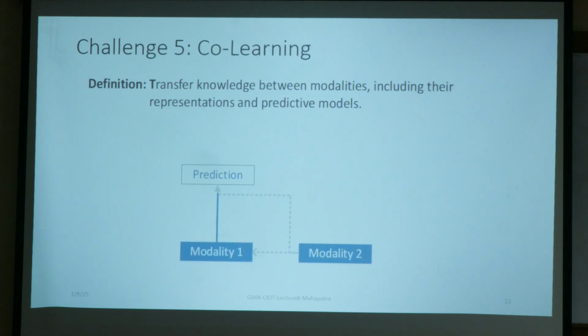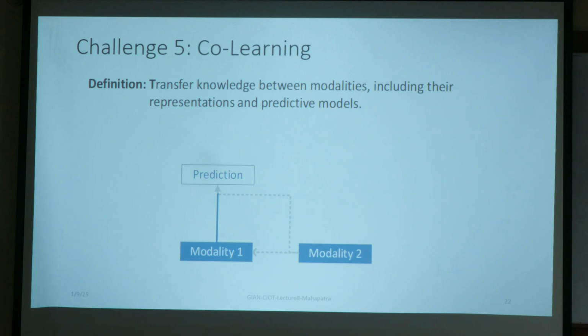The fifth challenge is co-learning. Co-learning refers to transferring knowledge between modalities, including their representations and predictive models. So two things, both representation and models. So you have modality 1, modality 2. You may have a way to compare them or put them in a framework, and get the prediction from each of them.